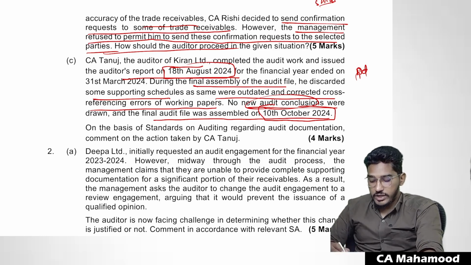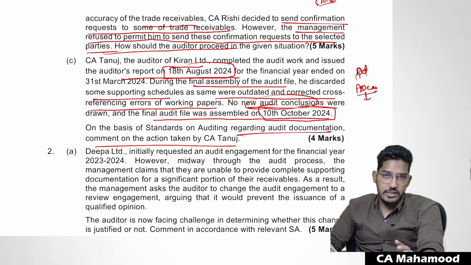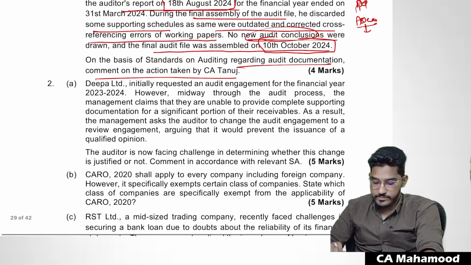So on the basis of the standard on auditing regarding audit documentation, comment on the action taken by CA Tanuj. CA Tanuj has done everything in a correct manner. So first you have to write about assembly of the final audit file, then write the conclusion. CA Tanuj is correct in his actions.